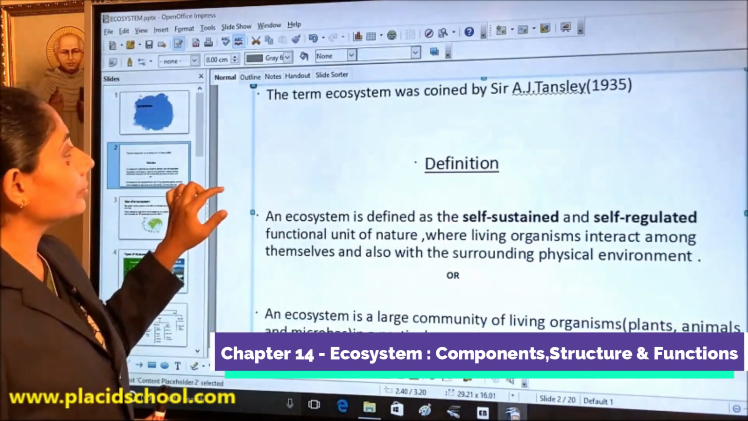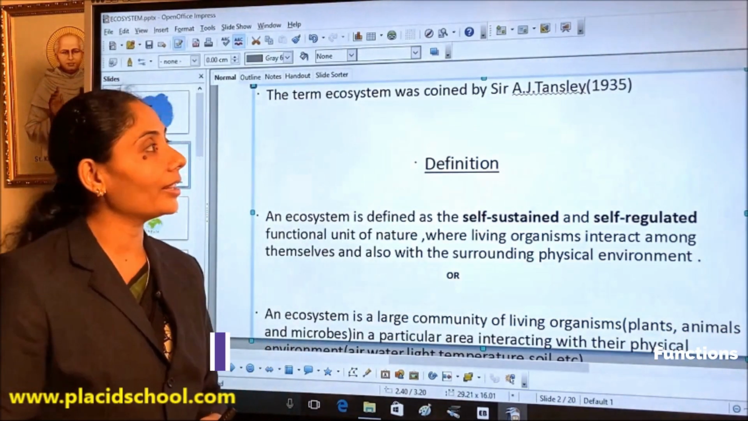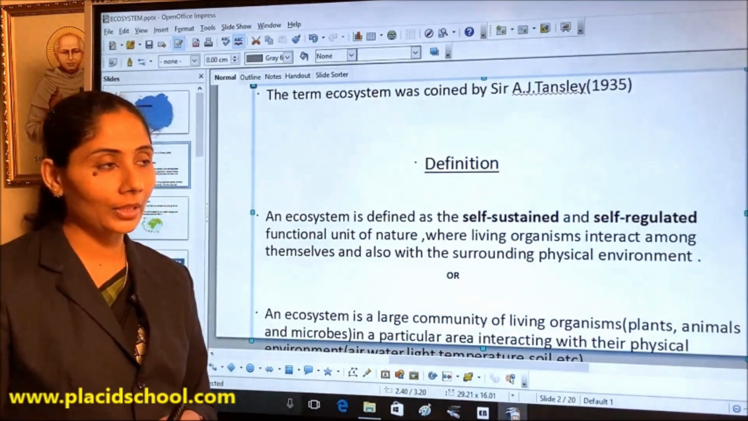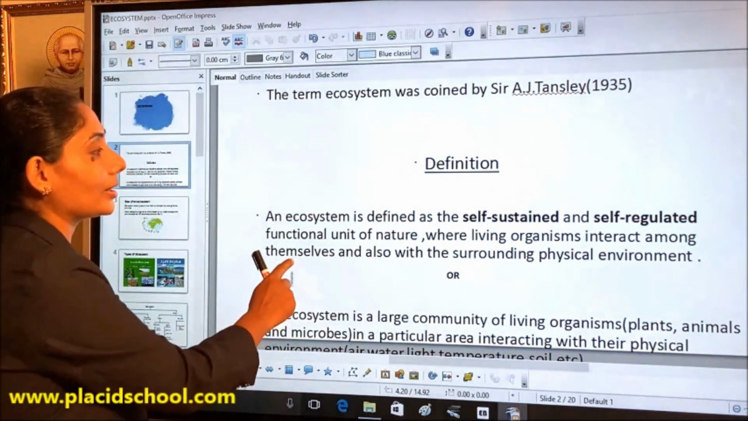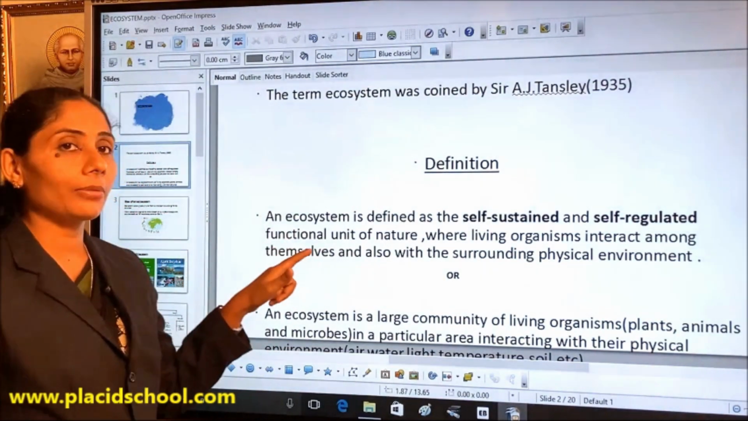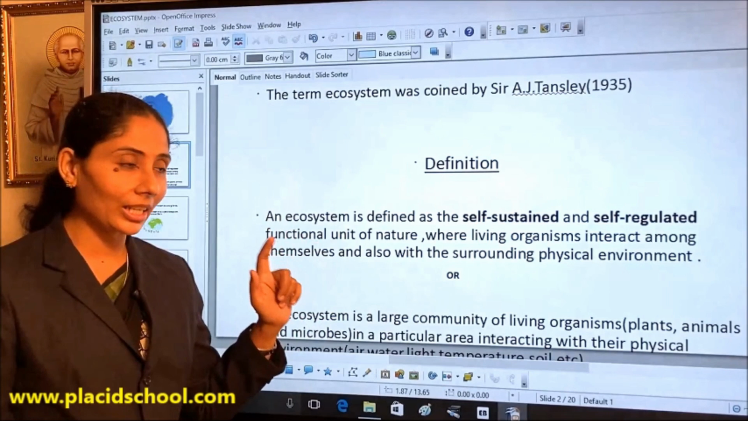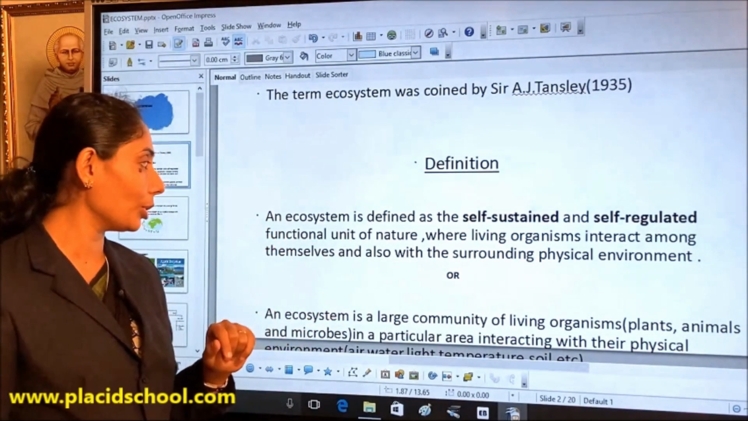The term ecosystem was coined by Sir A.J. Tansley in the year 1935. Now, how do we define ecosystem? This is the definition. I have two definitions over here. One is straight away from your textbook, and this is what you have to study. So, let me first read out this definition about ecosystem to you.